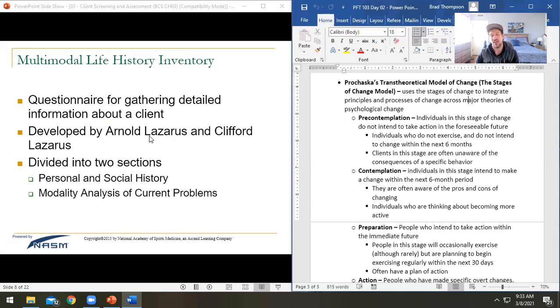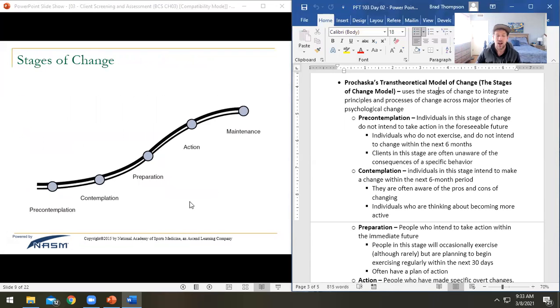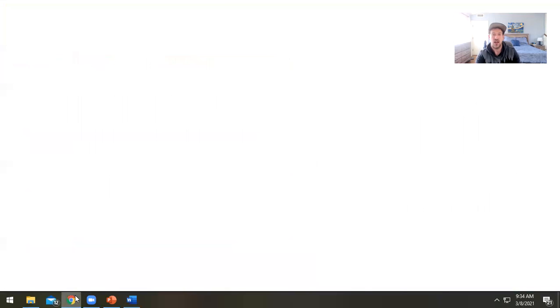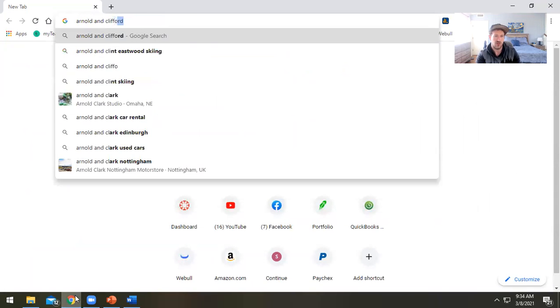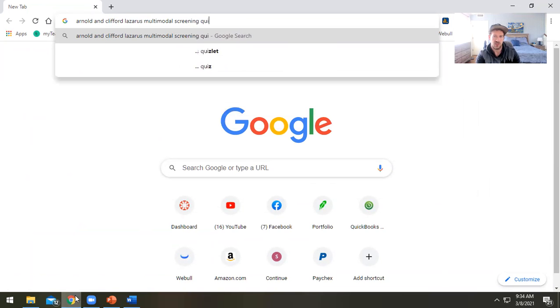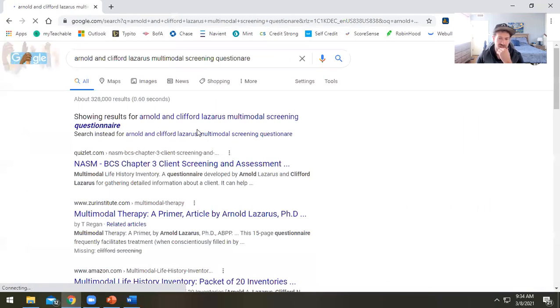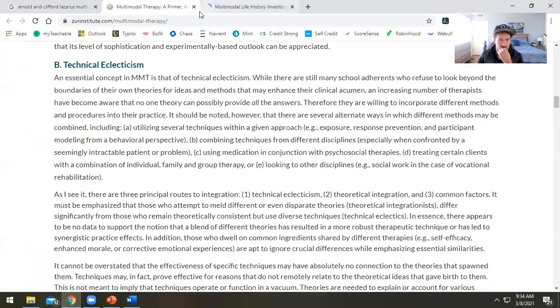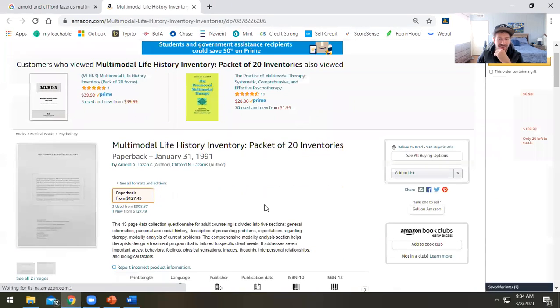The idea here is this was designed by two brothers, Arnold and Cliff Lazarus. Basically they divide this questionnaire into two major sections. One is your personal and social history, and one is an analysis of current problems. So I want to show you the Arnold and Clifford Lazarus multimodal screening questionnaire. I want to show you guys this real quick. Where's the actual questionnaire? Oh yeah, there it is.